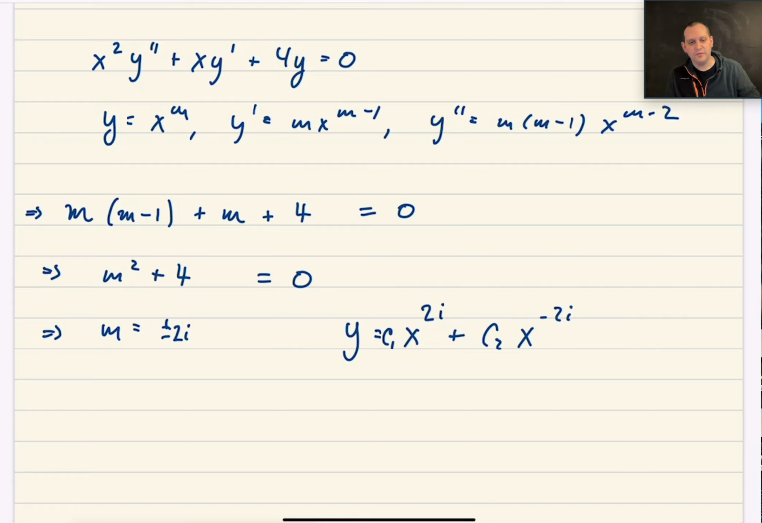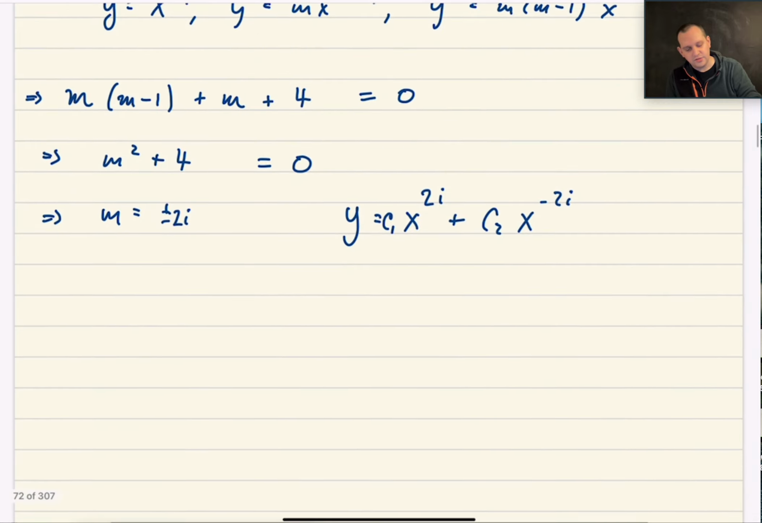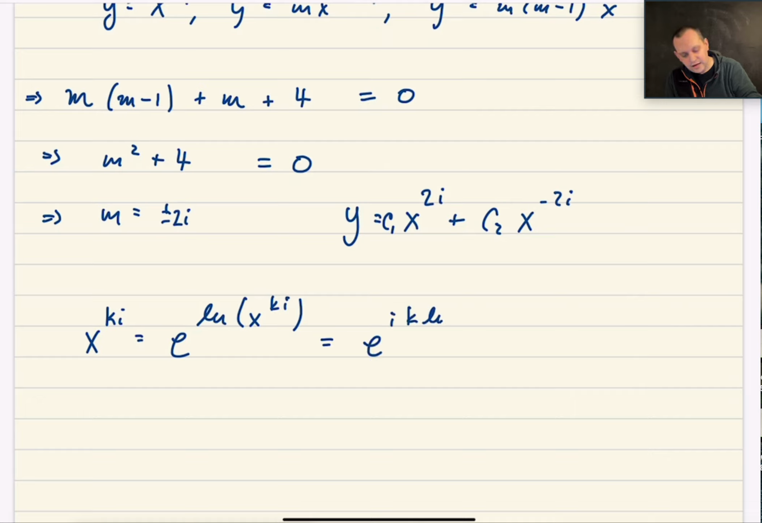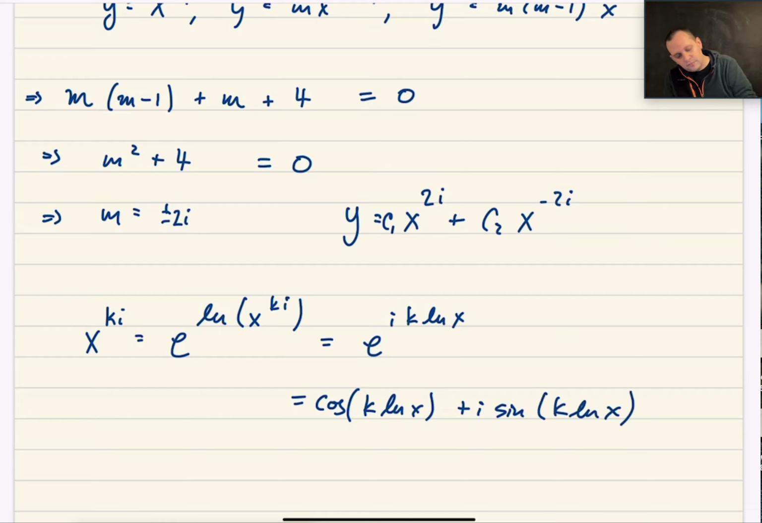But we need to be a little bit careful about what x to the 2i or x to the negative 2i is. And in general, I think it's worth just writing, if you were to have x to the, say, a constant times i, let's say ki, the right way to think about this is that this is e to the natural log of x to the ki, but then you can bring the ki down, and this is e to the i k natural log of x, and then we know what that is. That's cosine of k natural log of x plus i sine of k natural log of x.